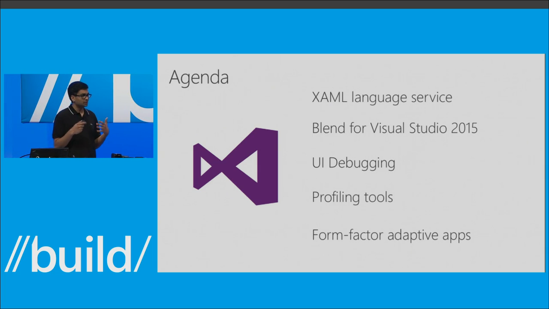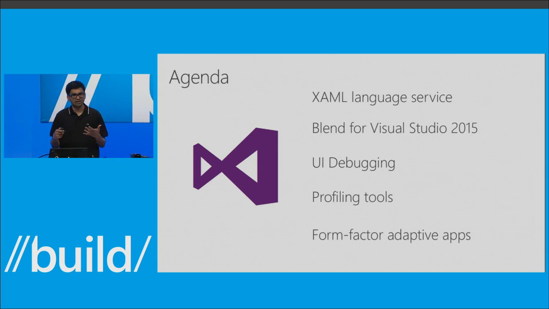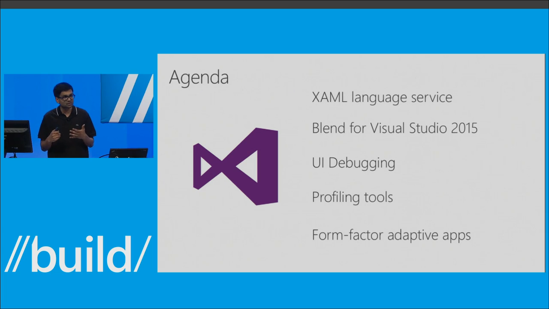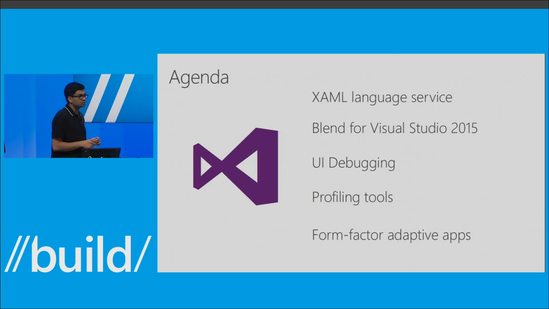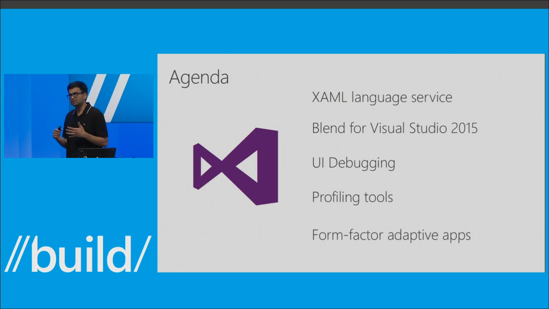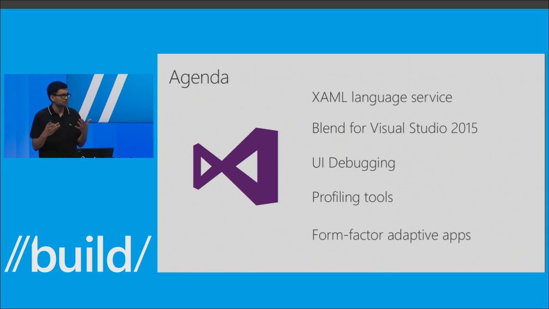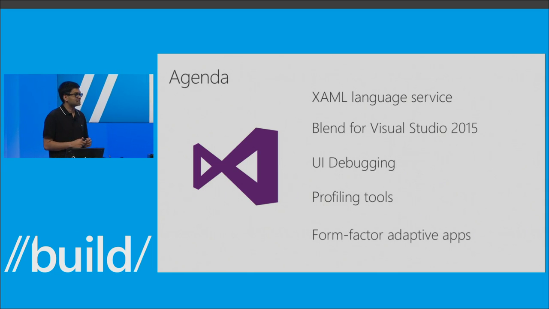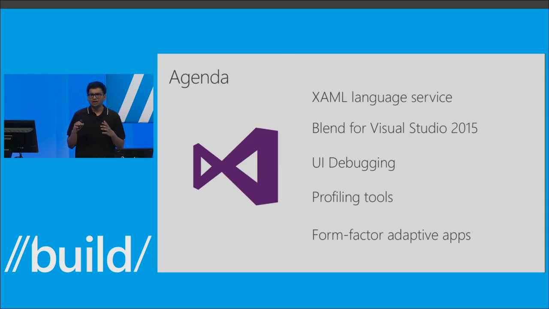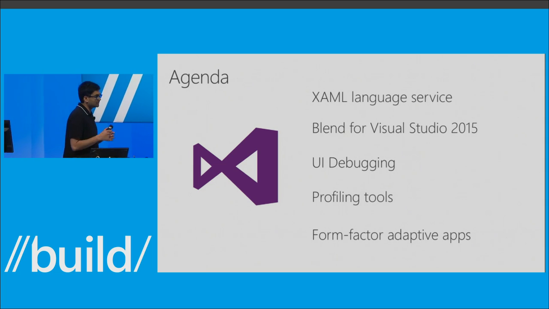I'm going to show you what you can do with these tools, where we are today, and where we will be going forward. I'm going to show you some of the profiling tools. In particular, we have added a couple of new cool 2015 profiling tools, namely the timeline tool that helps you understand UI responsiveness issues in your application. And then finally, I'm going to switch gears a little bit and talk about form factor adaptive apps for universal Windows platform apps.